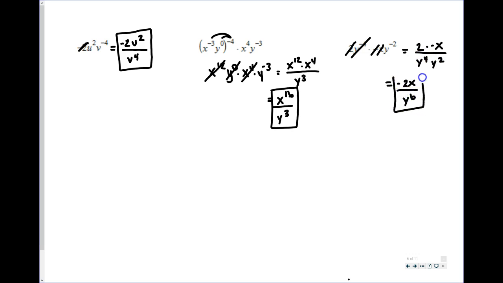Okay, so think about this in terms of movement. Where am I moving things? And then think about how you're simplifying it. Okay?